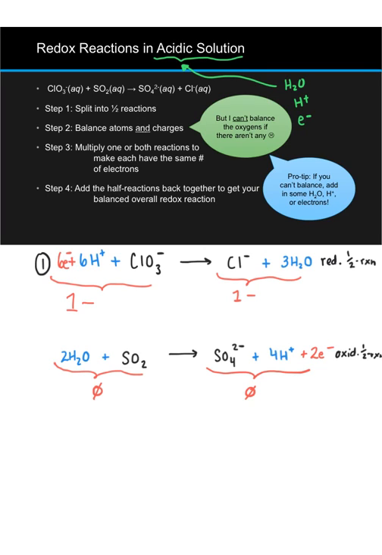Now that we have both of our half reactions written, I'm going to make sure that each reaction has the same total number of electrons and add the 2 reactions together to get an overall balanced reaction. So step 3 of this process, multiply one or both of the reactions by a whole number in order to achieve the same total number of electrons produced as consumed on opposite sides of this reaction arrow.